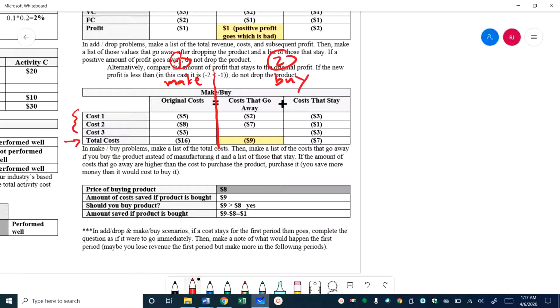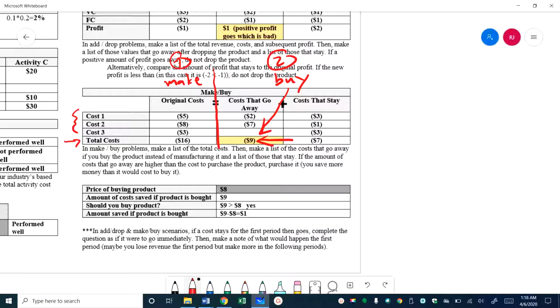So in this case, it says it's $5 in original cost for cost 1. It'll say $2 goes away and $3 stays. Again, we want to keep these all negative and do the same as before. And at the very end, we want to look at the pile that goes away and look at the total amount of costs that leave. In this case, $9 in costs in total will go away if we decide to buy this product.